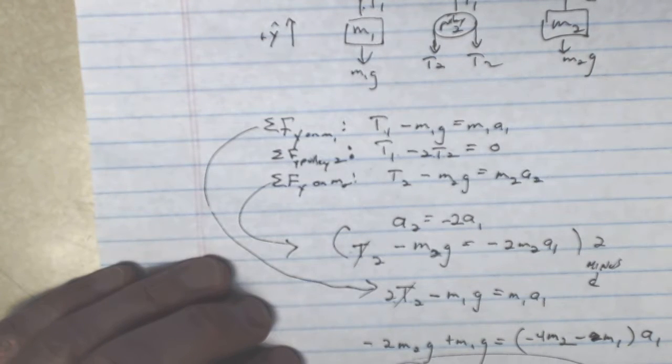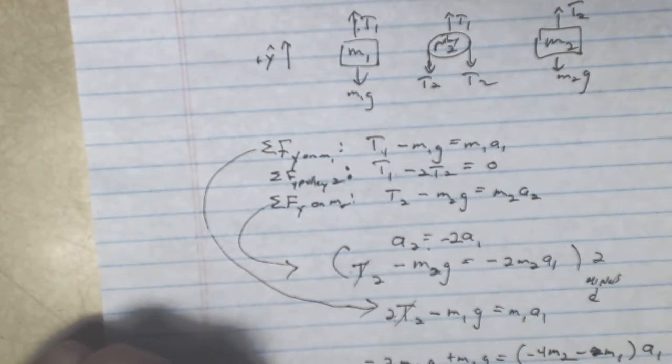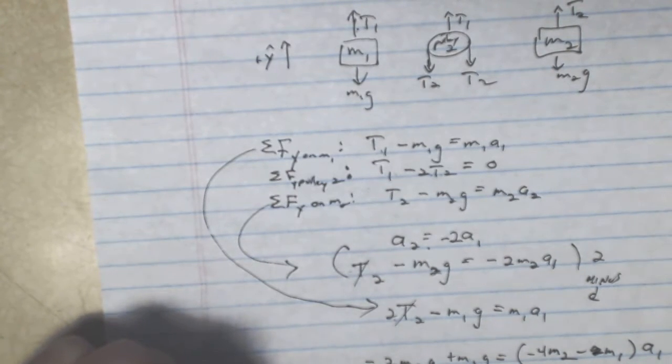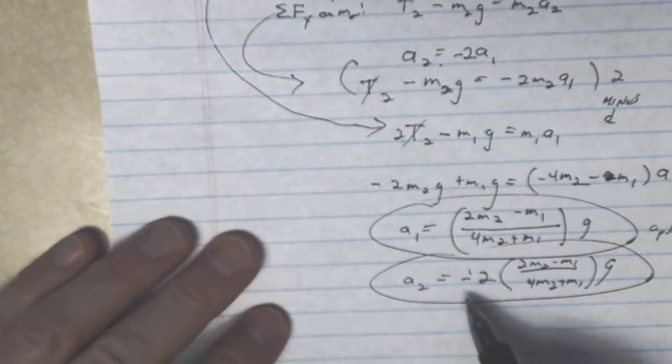We're also asked for A2, and how do we get A2? Well, that's relatively straightforward, because we have this expression here, A2 equals negative 2A1, which is negative 2 times this thing, (2M2 minus M1) divided by (4M2 plus M1) times G. So I have the answers that were requested, but now I want to stop and see if they make sense.